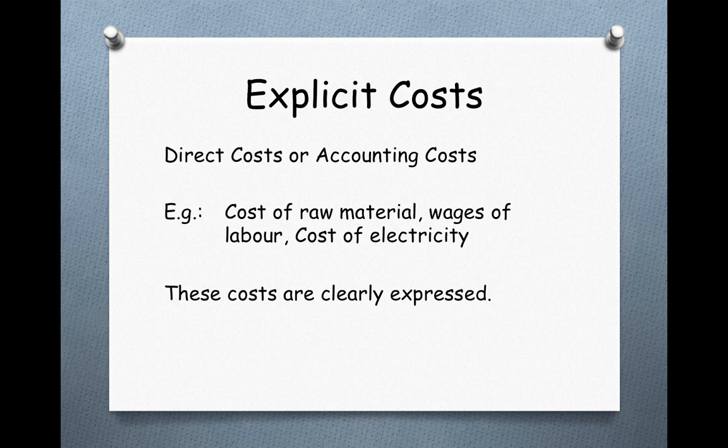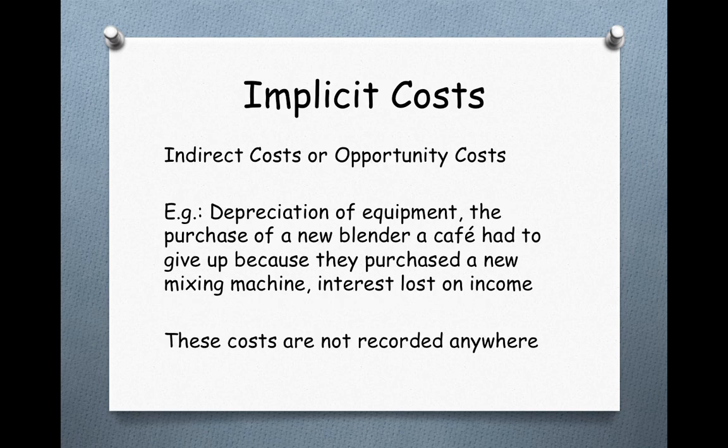Let's say the cost of raw material or the wages of labor, the cost of electricity or our water bills, our utility bills are all explicit costs. We don't have to gauge or think of what these costs could be. It is clearly expressed. But implicit costs are the indirect costs or the opportunity costs.